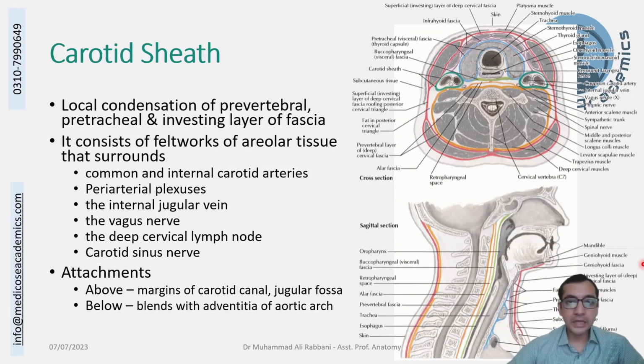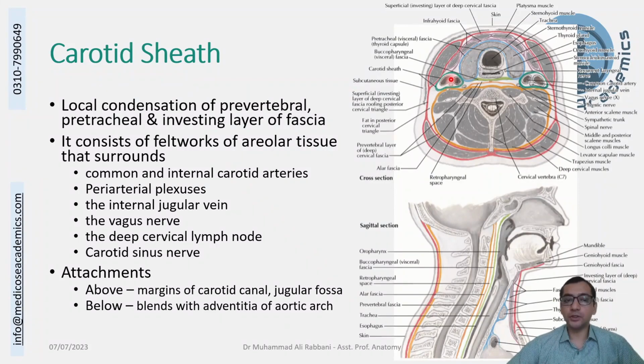Carotid sheath. The carotid sheath is the one that is surrounding the common carotid artery and the internal carotid artery and the other things. It is technically speaking not an independent fascia as we have discussed for the investing layer, the prevertebral layer, and the cervical fascia. It is made by the condensation from each of the fascias from each side. On the medial aspect, it is by the pretracheal fascia, anteromedial aspect. On the anterolateral and lateral aspect, it is by the investing layer of deep cervical fascia. On the posterior aspect, it is made by the prevertebral layer of fascia.